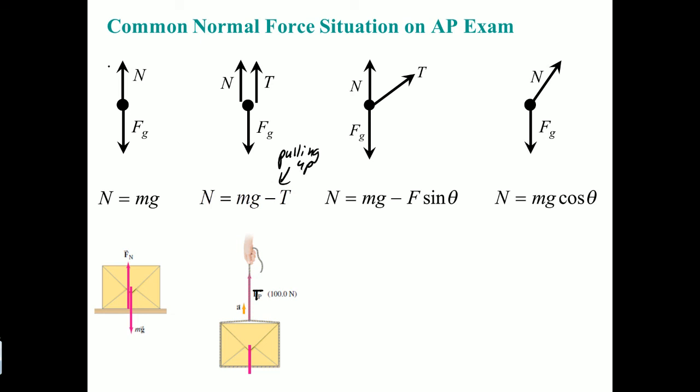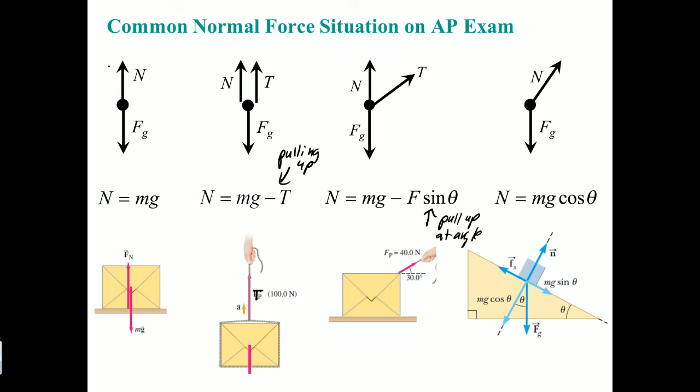Now, it's pulling up, but it's at an angle. Do you see this? This is pulling up because there's a sine part here, pulling up at an angle. Then lastly, when the normal force is mg cosine theta, that means it's down a ramp. These are your four common examples that you're ever going to see for the normal force. Nothing more.